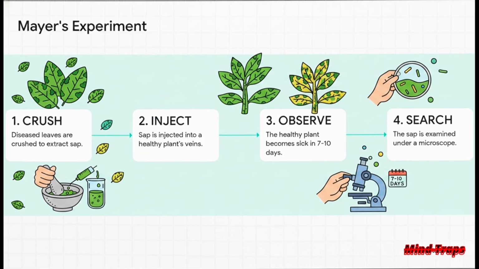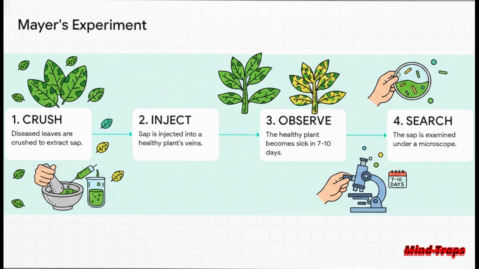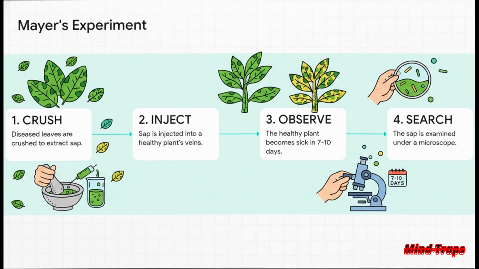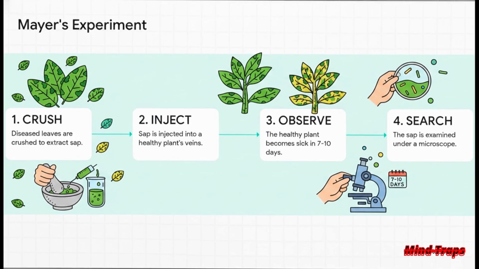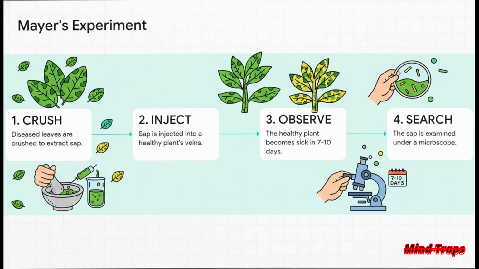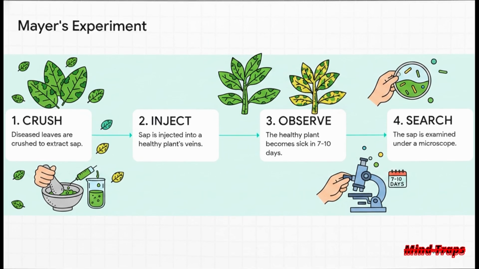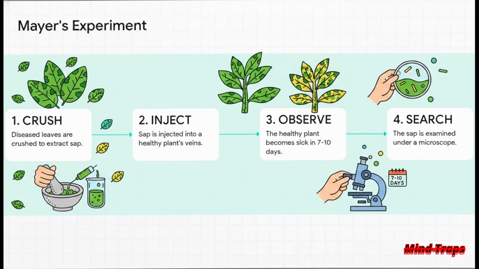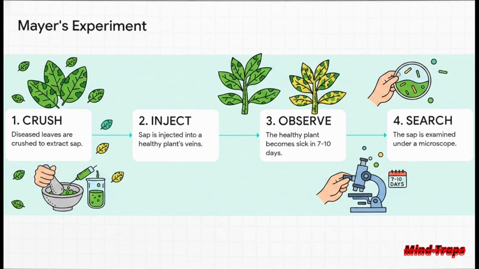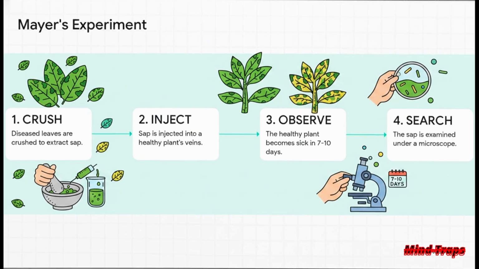First, he just crushes up the diseased leaves to get all that green sap out. Then, he takes that sap and injects it into a perfectly healthy plant. And what happens? Well, he waits, and sure enough, within about 10 days, those healthy plants get the exact same disease. Boom. That was the first crucial clue. He'd just proven the disease was infectious, and that sap? The sap was the culprit, the vector.